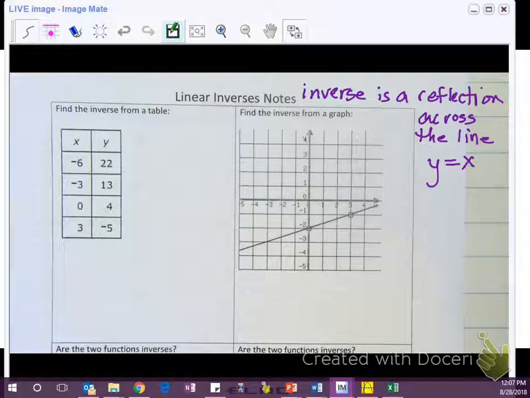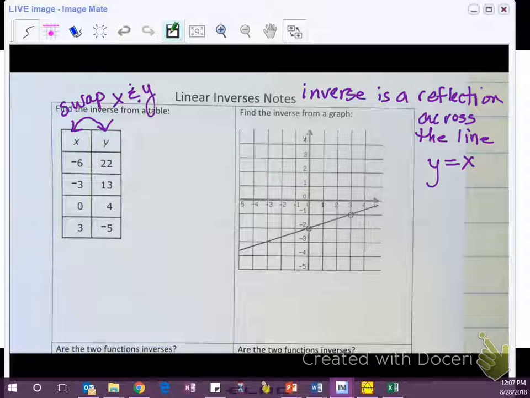In just plain old everyday terms, what do you have to do? You swap the x and y. So if I'm going to reflect something across the line y equals x, when I swap the x and y coordinates, that takes care of it.